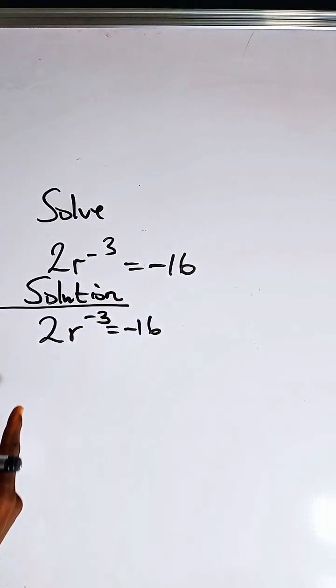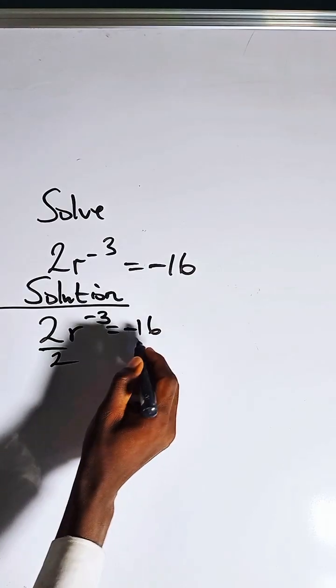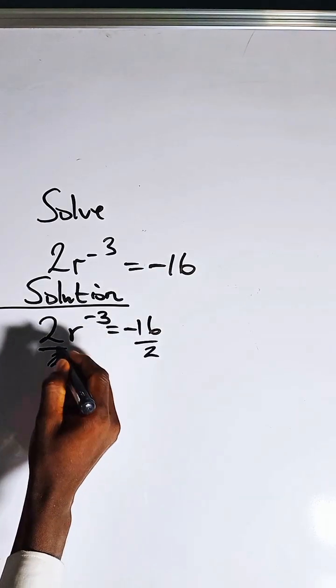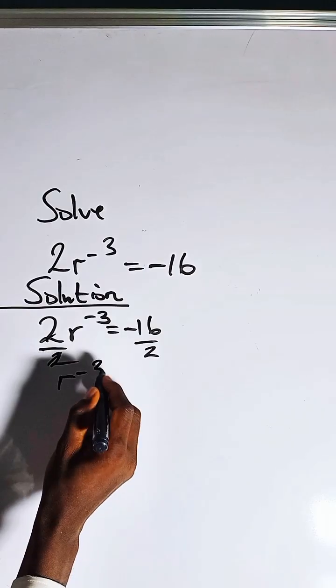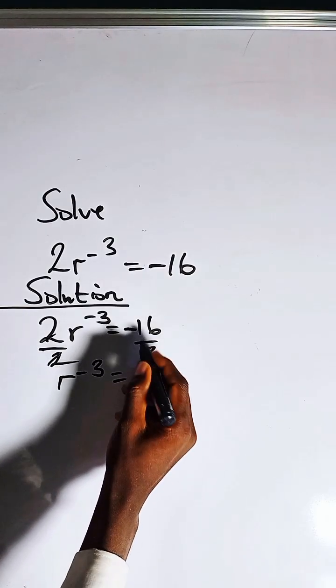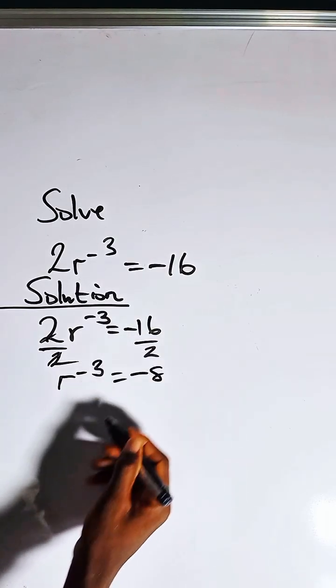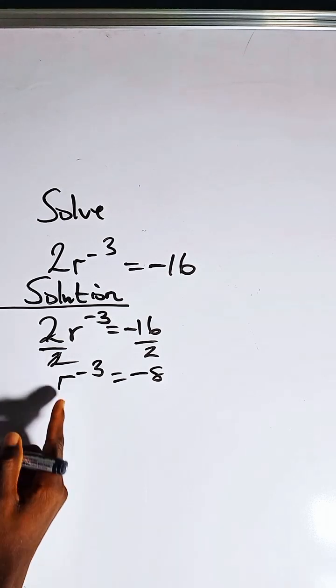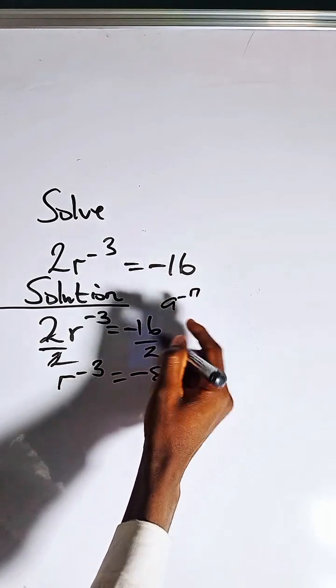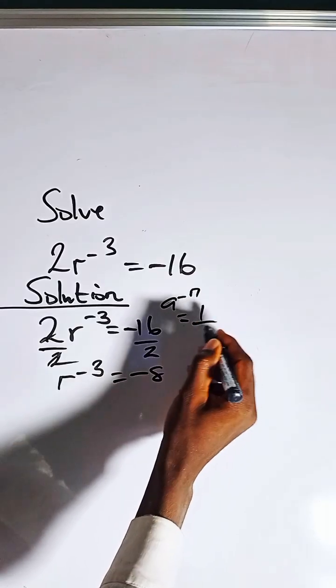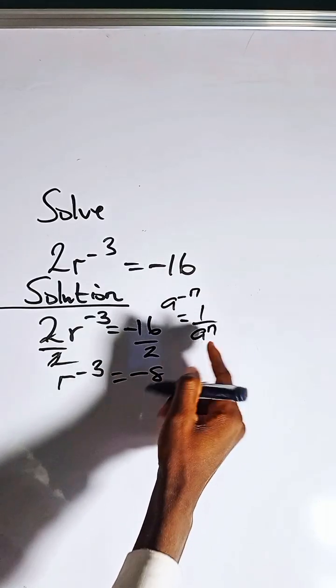Let us try to isolate this by dividing both sides by 2. When we do this, this divides this. So we have r raised to the power minus 3 equals, when we divide, minus 8. So when we look at the law of indices, when we have a negative exponent, we introduce 1 and have this in this form.